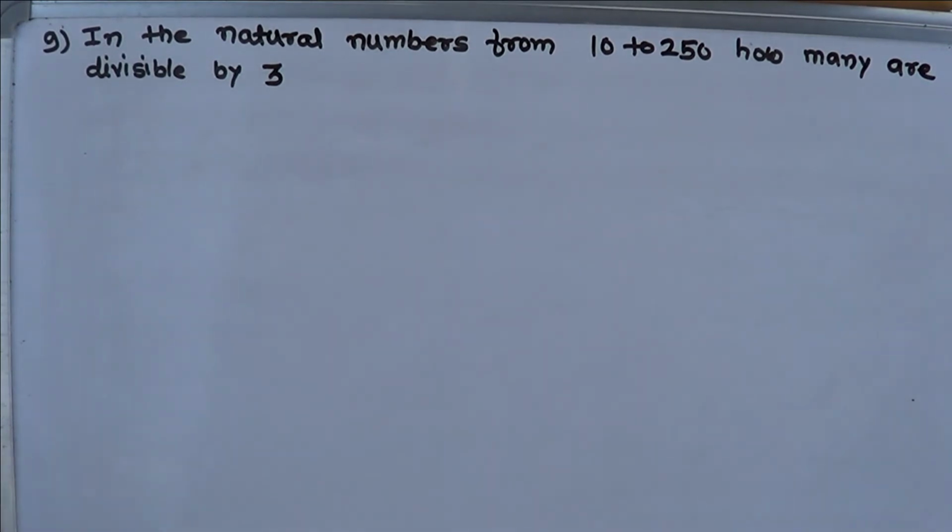Our next example is 9. In the natural numbers from 10 to 250, how many are divisible by 3? So here we have to find out how many numbers are divisible by 3 from 10 to 250.